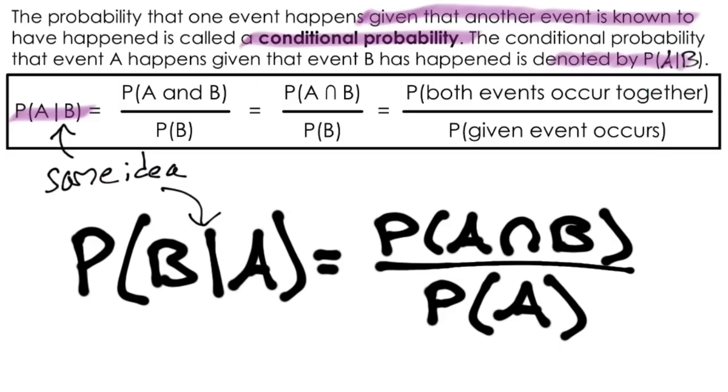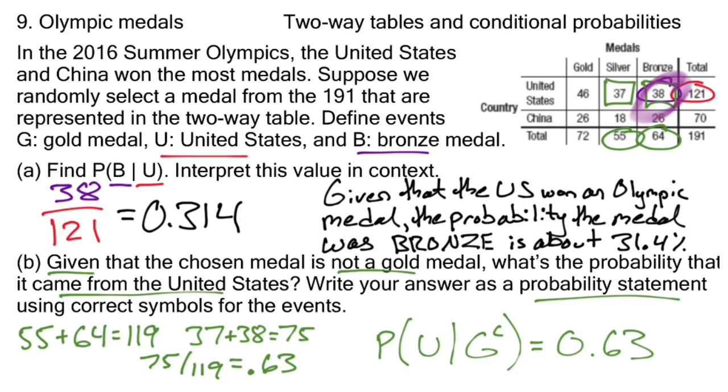The intersection of bronze and the United States was the number 38. So back on the previous slide where you have that numerator, the intersection of the two events, that is found by just taking the 38 where United States and bronze, that row and column meet. In the context of this statement, given that the U.S. won an Olympic medal, the probability that the medal was bronze is about 31.4%. That is just taking the percentage from the decimal version of it right there.